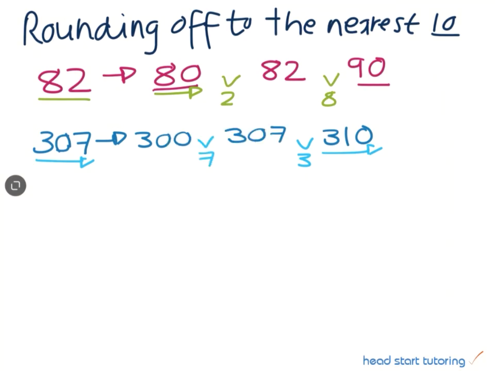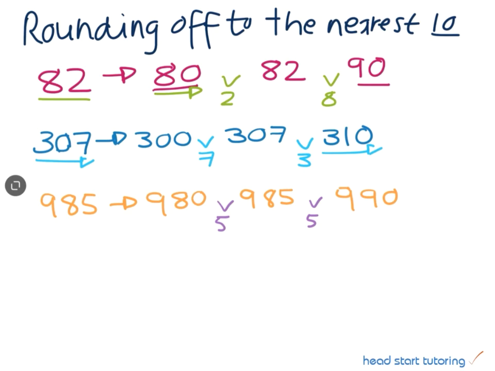If we have a look at the number 985, 985 lies in between the multiples of 10, 980 and 990. Now, the difference between 980 and 985 is 5, and the difference between 985 and 990 is also 5.